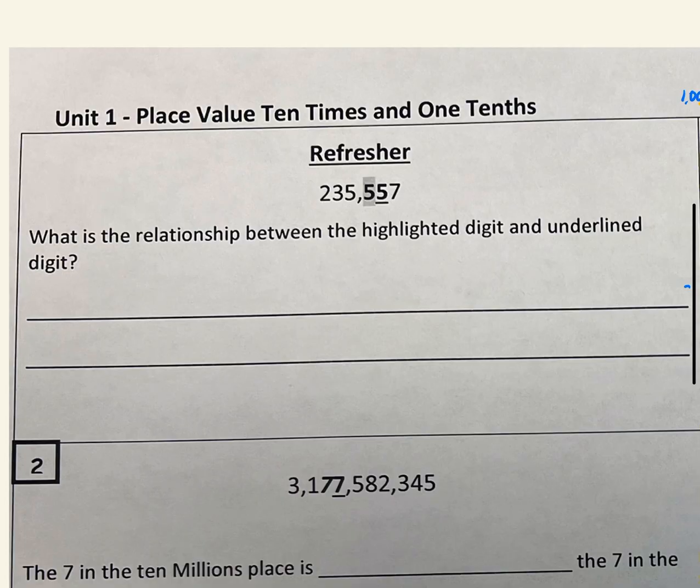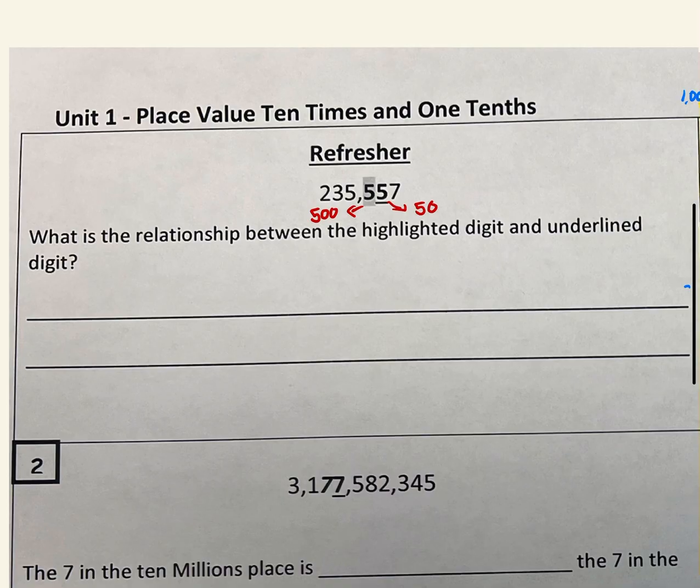So with that in mind, let's start looking at this one right here. What is the relationship between the highlighted digit and the underlined digit? Well, I can see this highlighted digit is a 5, but it's a 5 in my hundreds place, so I know the value of that is 500. And my underlined digit is also a 5, but it's in my tens place, so it has a value of 50. I have to see what the relationship is between that highlighted digit and underlined digit, meaning is that 500 10 times greater than my underlined digit, or is it 1/10 the size?